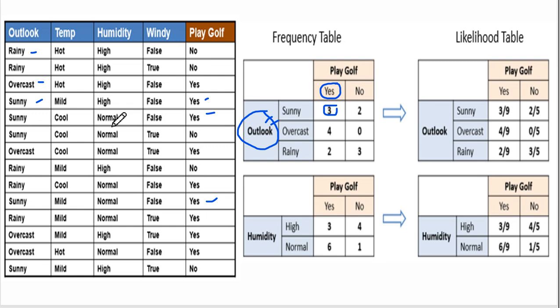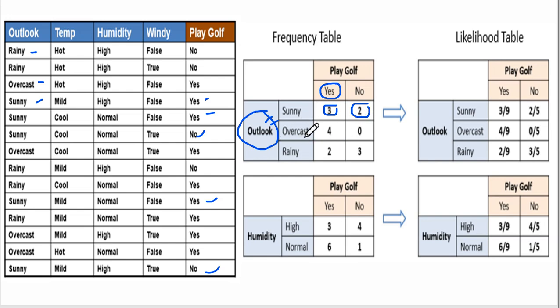We have 3 yes records with outlook equal to sunny. Likewise, outlook equal to sunny with no records: outlook equal to sunny, no, one record, and another record. That is 2 no records with outlook equal to sunny and play golf equal to no.